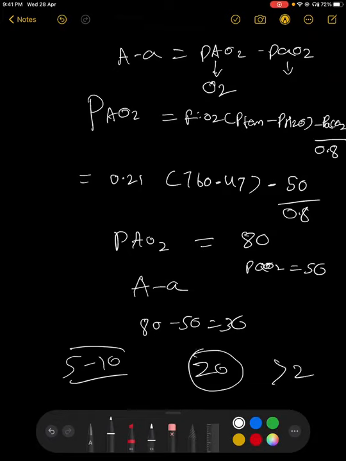When it becomes more than 20, what does it mean? The alveolar PaO2 is okay, it is good, but the arterial PaO2 is not good. That means the air is normally entering the alveoli, but due to mechanisms like VQ mismatch, shunt, or diffusion defect, it is not getting into the circulation. So with the A minus a gradient, we can differentiate the causes of respiratory failure.